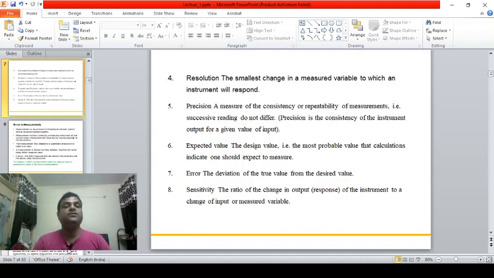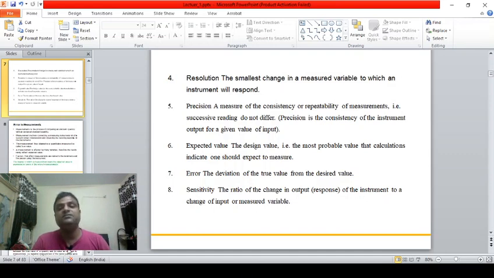Then there is another quantity that is called precision. Precision is basically a measure of the consistency or repeatability of the measurement. For example, again I give the same example. We pick a packet and we measure this packet with different instruments. If its value is the same, that is called precision, but if its value differs, it means our instrument has low precision. So a measure of the consistency or repeatability of the measurement is called precision.